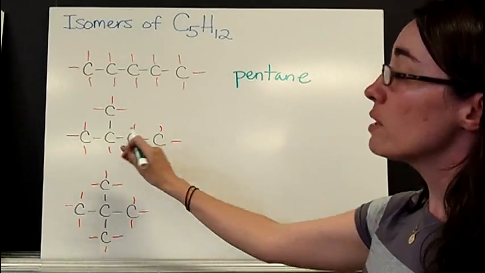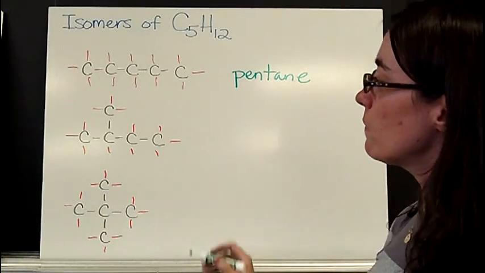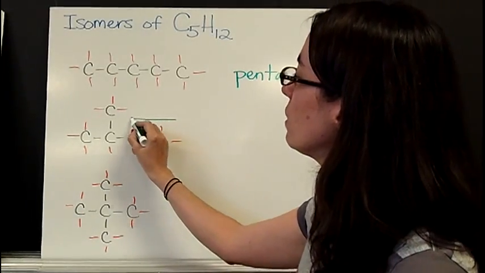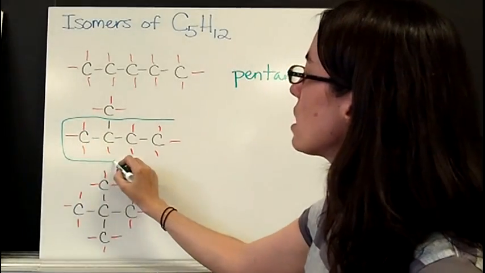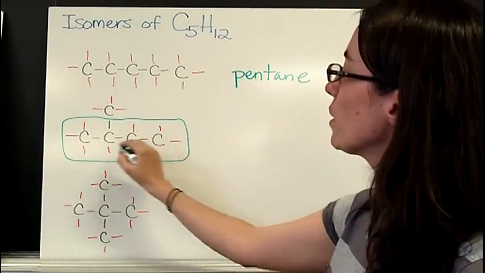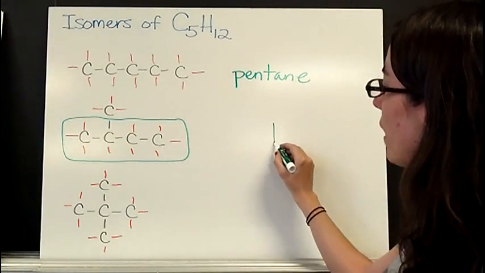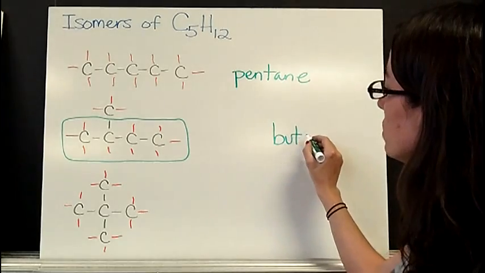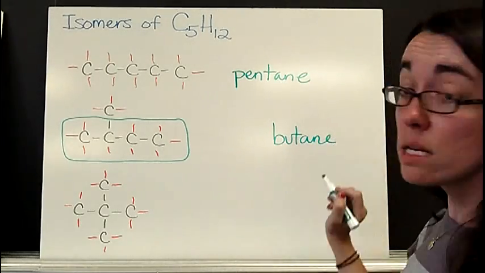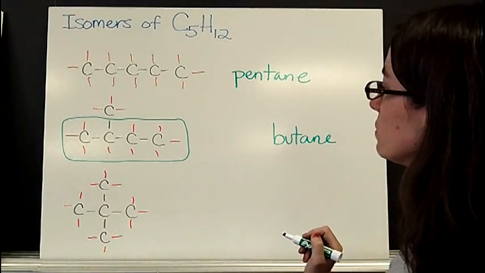Okay, now this next one is an example of what we've been talking about today. The parent chain, the longest chain that comes together, is 4 carbons in a row. So we will call that butane because it's all single bonded together.